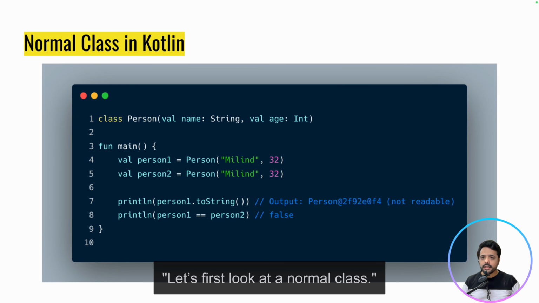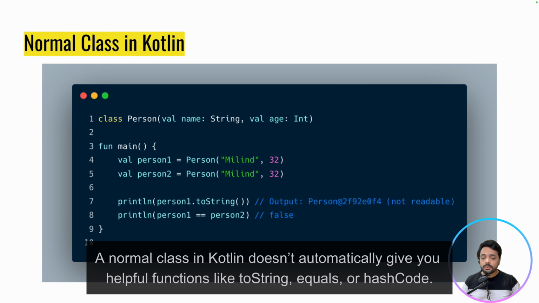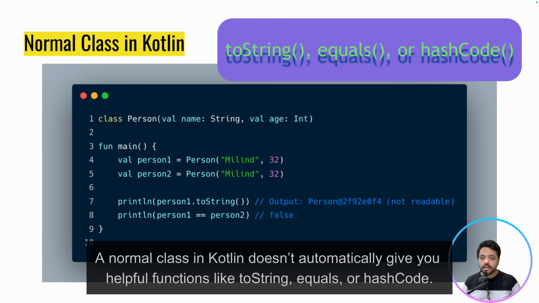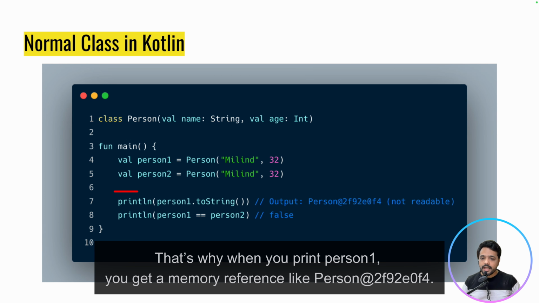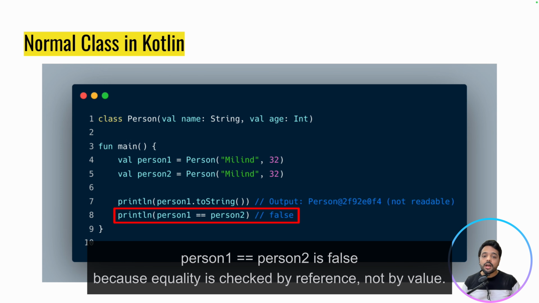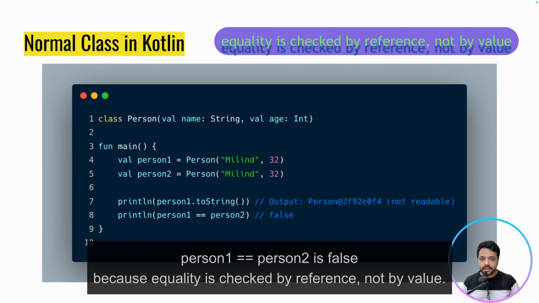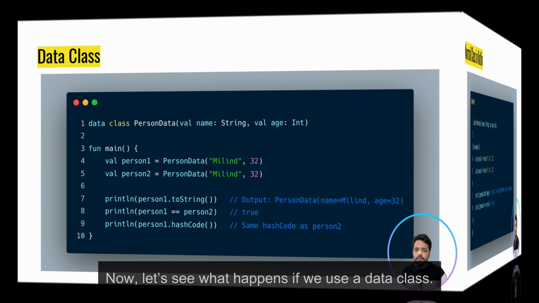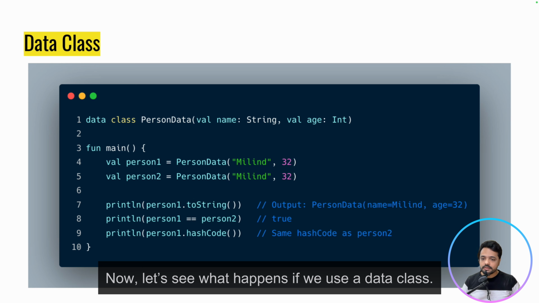Let's first look at a normal class. A normal class in Kotlin doesn't automatically give you helpful functions like toString, equals or hashCode. That's why when you print person1, you get a memory reference like person@2f92 something. And even though both objects look the same, person1 == person2 is false because equality is checked by reference, not by value.